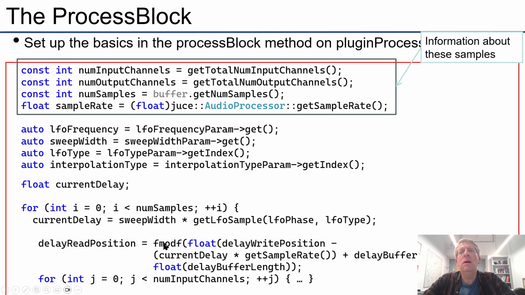Then we go through all of the samples and all of the channels for each sample. We specify what the current delay will be, that's independent of the channel, as well as the delay read position as a function of the write position. Generally, we've written things in a very similar way to the delay block procedure here.